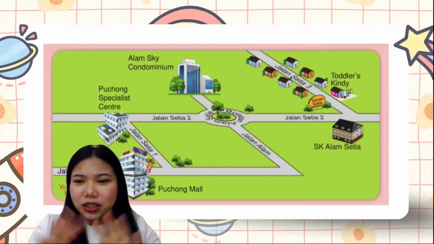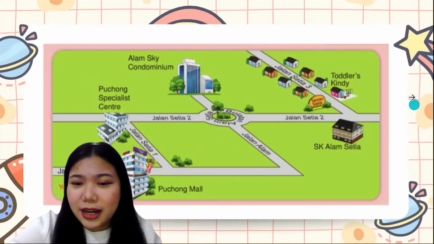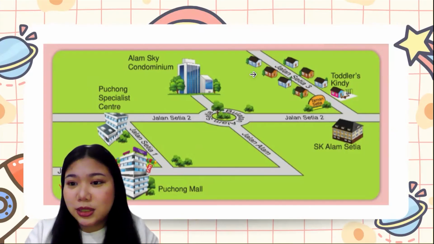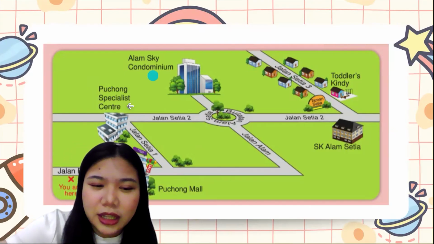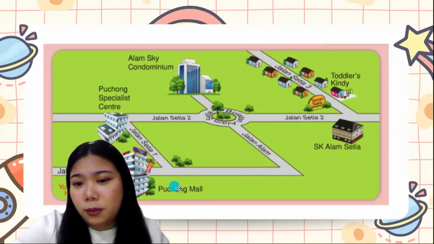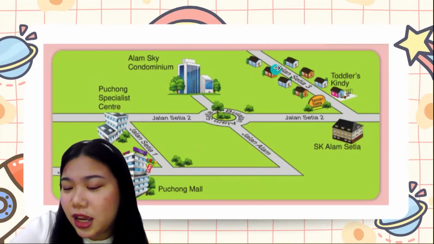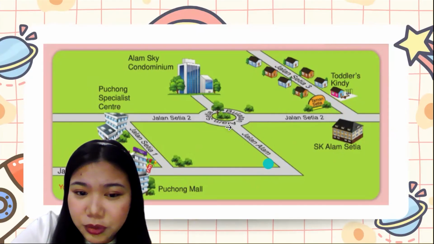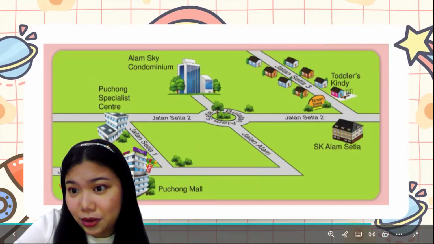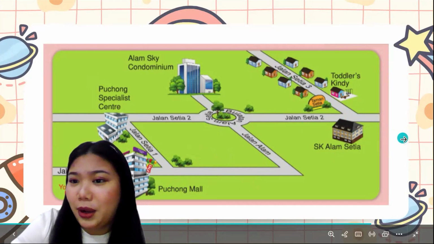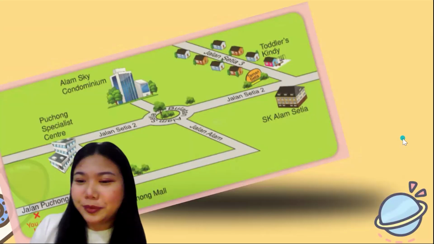Now let's practice. Here's the map. You can see that we have Alam Sky Condominium, Puchong Specialist Center, Jalan Puchong, Puchong Mall, SK Alam Satya School and Toddlers Kindy, and then the streets, the roundabouts, and you're here. Now, let's start with the practice.